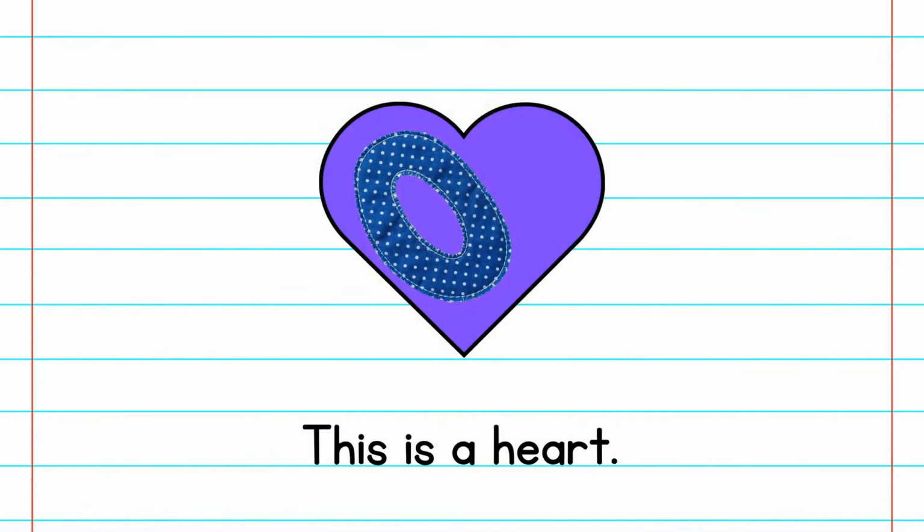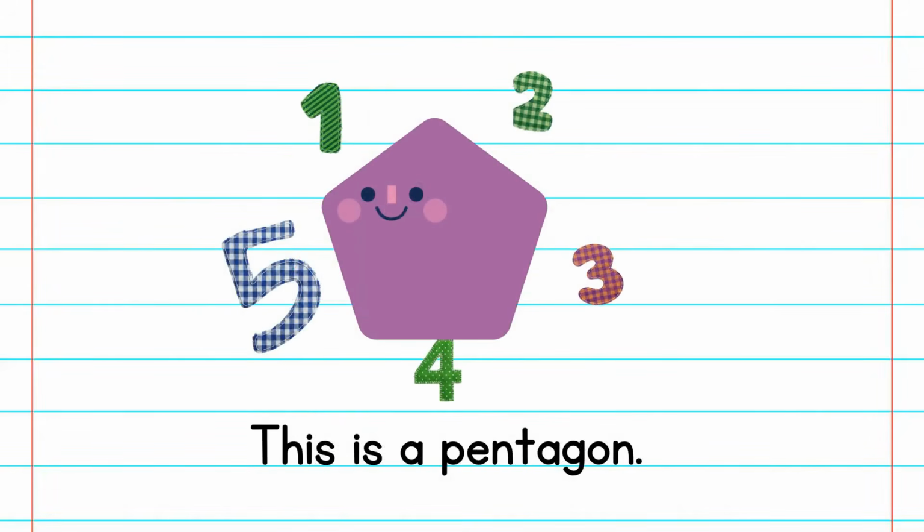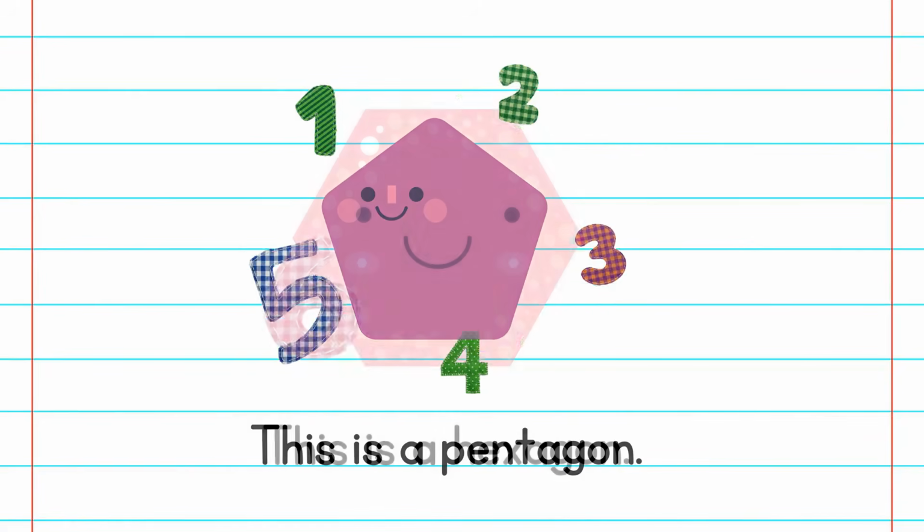This is a heart. It also has 0 sides. 0. This is a trapezoid. It has 4 sides. 1, 2, 3, 4. This is a pentagon. It has 5 sides. 1, 2, 3, 4, 5.